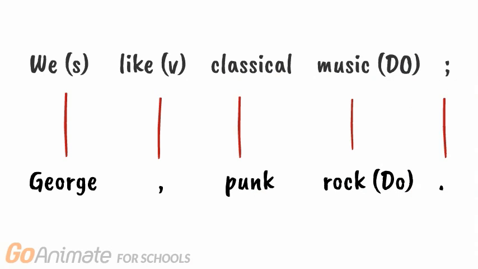For example, this is not parallel. The reader can't use the verb from the first clause and put it where the comma is because "George like punk rock" is ungrammatical. The correct form is "George likes punk rock."